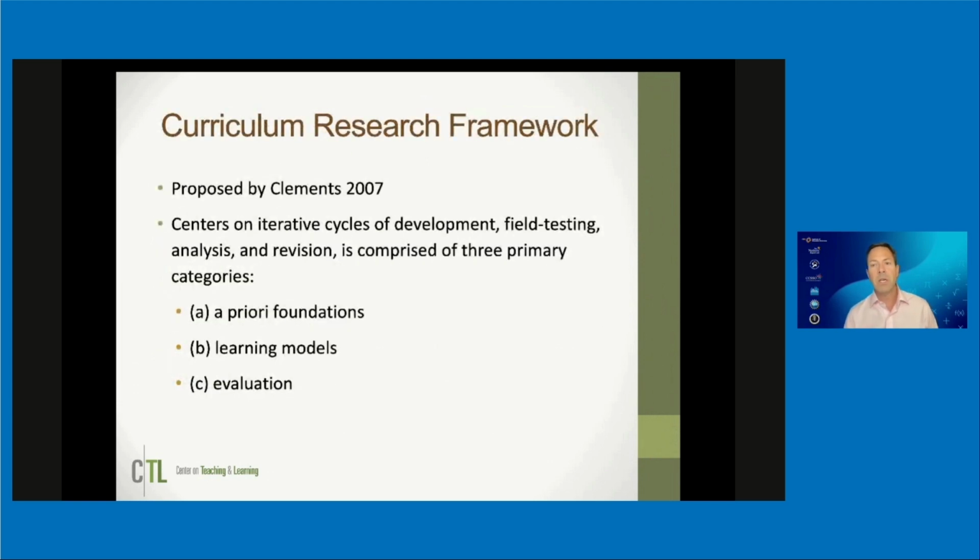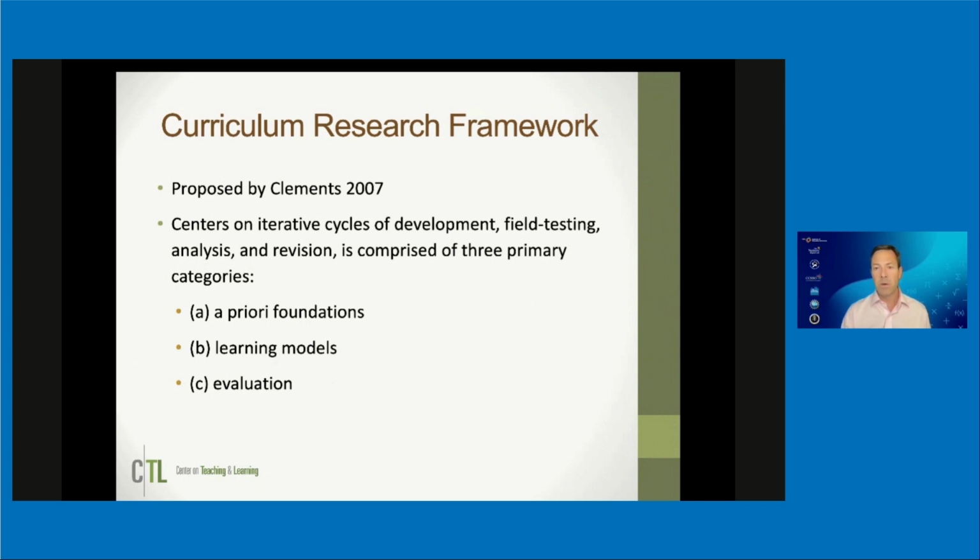To do this, we're going to use what we call the curriculum research framework. This was first proposed by Clements in 2007, and it centers on iterative cycles of development and field testing, and has three primary categories. The first is a priori foundations, where you're really delving into the research and theory behind what you're proposing to do, and you're engaging in a review of the literature and pedagogy around teaching mathematics.